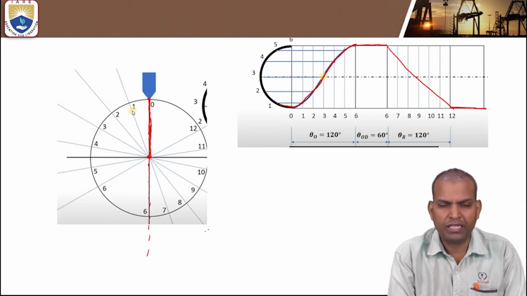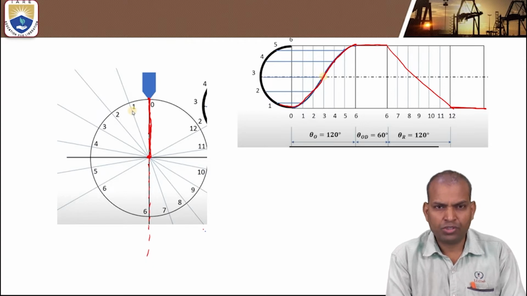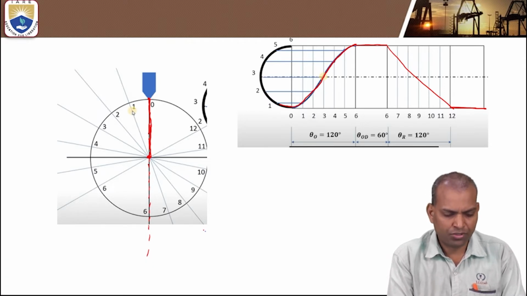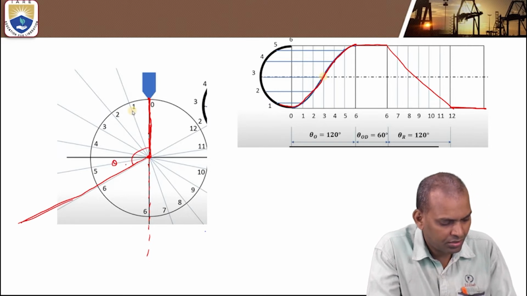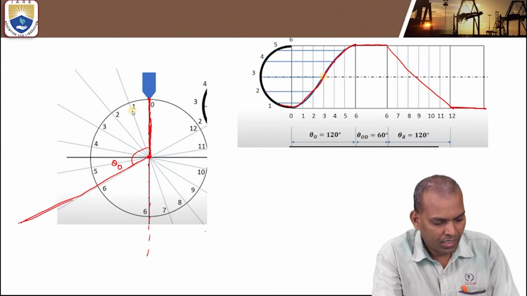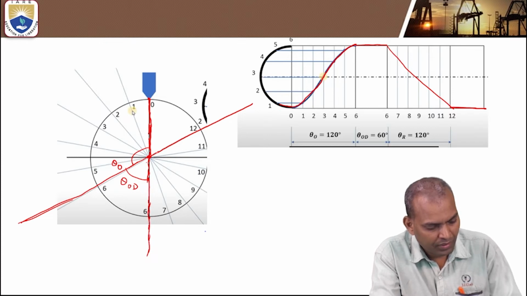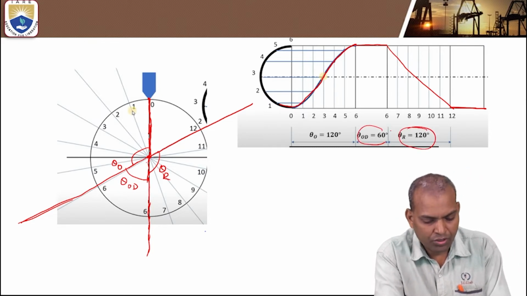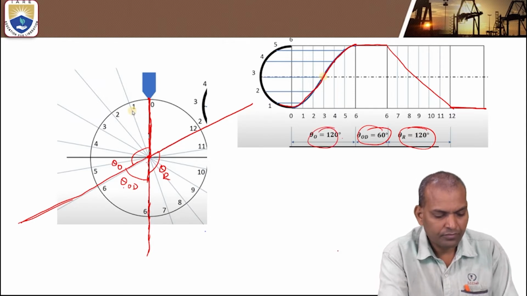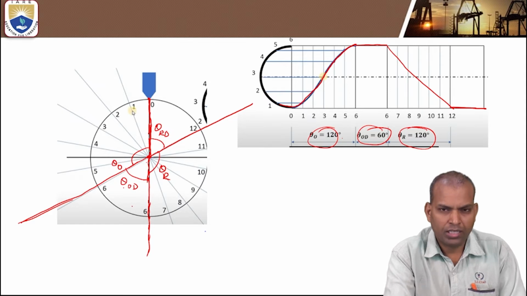The 360 degrees should be divided into the partitions of the outstroke angle, the dwell during outstroke, the return stroke angle, and theta RD, that means the dwell during return stroke. So what are the partitions? This part is the outstroke angle, that is 120 degrees. Next, this is theta OD. And the remaining portion is theta return stroke, that is 120 degrees. Next, the dwell during outstroke is 60 degrees, and the remaining angle, the dwell during return stroke, is 60 degrees.